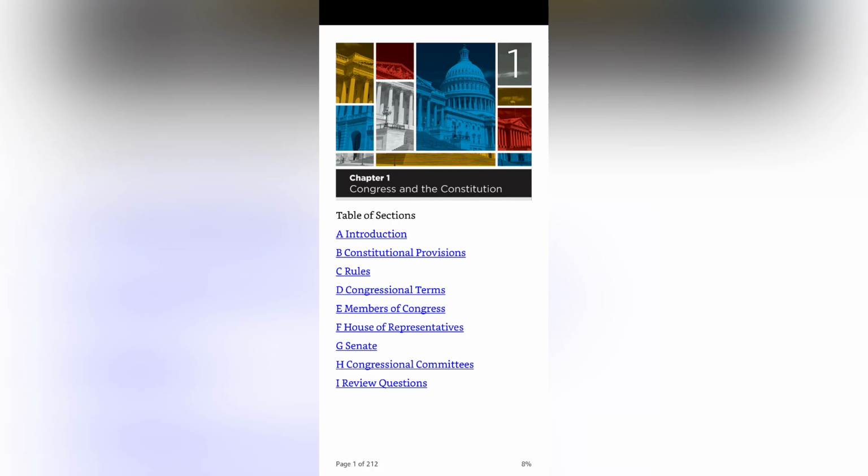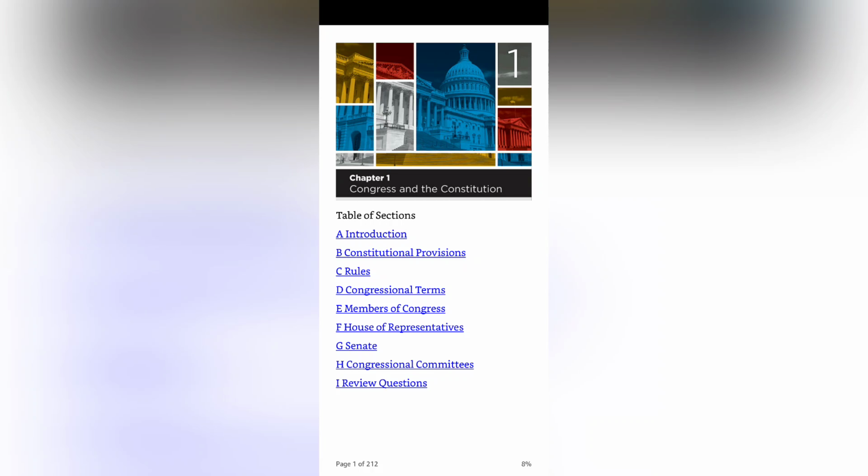The founders created a new Congress in the first article of the Constitution. The bicameral institution they designed included the House of Representatives and the Senate. Article 1, Section 1 declares, "All legislative powers herein granted shall be vested in a Congress of the United States, which shall consist of a Senate and House of Representatives."